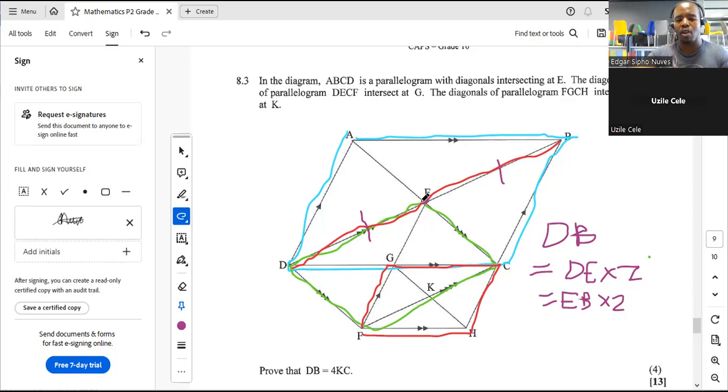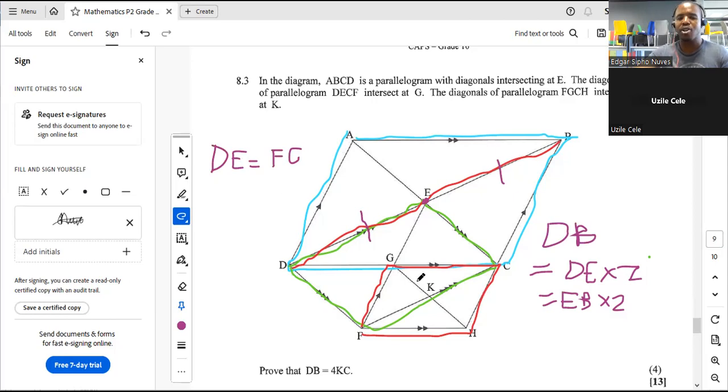No, it's a parallelogram, so not all of them are equal. It's the opposite sides. The opposite side of DE is equal. Yes. So DE is equal to FC. Now, FC actually links you to KC.